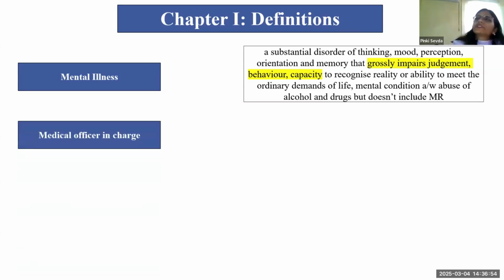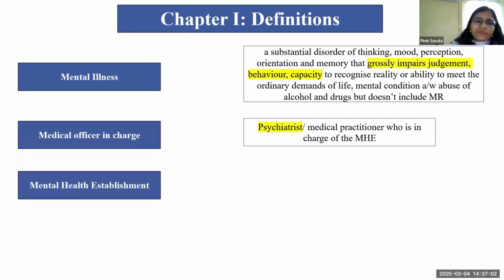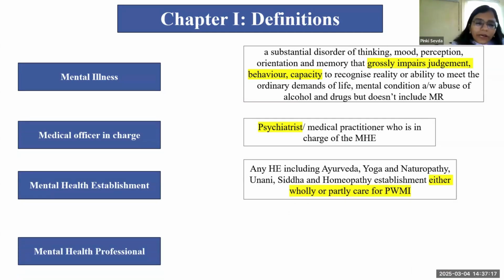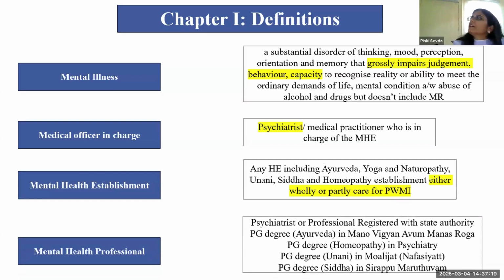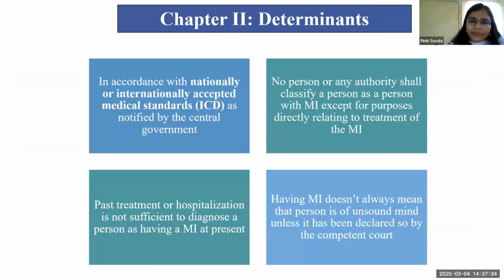Who is medical officer in charge as per MHCA? Any psychiatrist or medical practitioner who is in charge of the mental health establishment. What is a mental health establishment? That is any health establishment, including Ayurveda, Yoga, Naturopathy, Unani, Siddha, and Homeopathy establishment, either wholly or partly caring for patients with mental illness. And who is a mental health professional as per MHCA? Any psychiatrist or professional registered with the state authority, with a PG degree in Manovigyan, Manas Rog, or Nafasiyat, and in Homeopathy, Unani, and Siddha, a PG degree is there, then he will be a mental health professional as per MHCA.